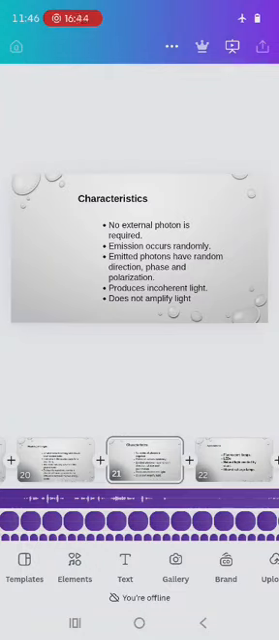Emitted photons have random direction, phase, and polarization. That produces incoherent light. Coherent means the same phase. Incoherent means not the same phase. It does not amplify light.